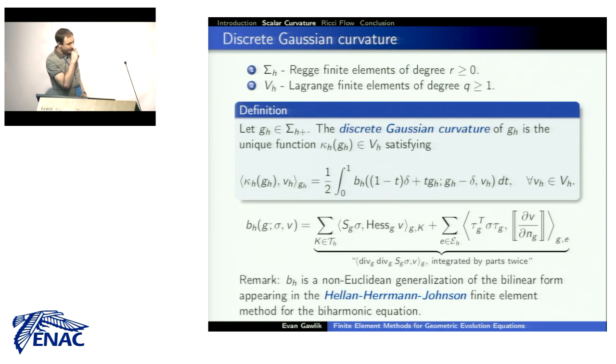So if you're familiar with finite elements, you might actually recognize this bilinear form. It's actually a non-Euclidean generalization of another bilinear form that appears in a classic finite element method for the biharmonic equation. So this is this classic finite element method for the biharmonic equation called the Hellan-Herrmann-Johnson finite element method. And they use this bilinear form when G is equal to the Euclidean metric. So this is a non-Euclidean generalization of that bilinear form. It's actually very familiar to finite element practitioners.